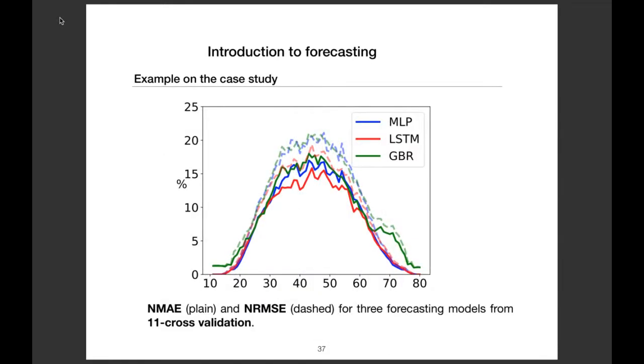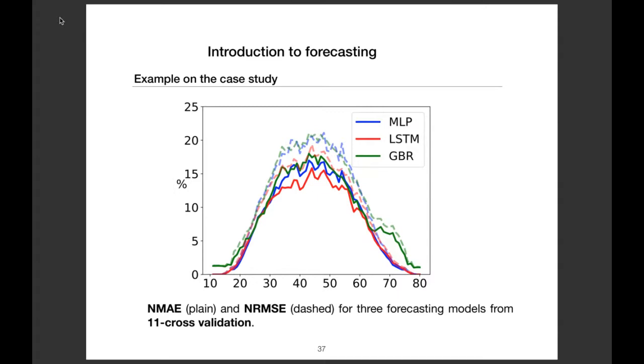So let's take an example. We'll come back to the case study. Here we have three forecasting models. The blue one, MLP, is a neural network. The red one, LSTM, is another kind of neural network that is different. And the green one is another machine learning technique named gradient boosting regressor. But as you did not follow a machine learning lesson, I will not go into the detail of these machine learning models. Just keep in mind that there are three different machine learning models, okay?